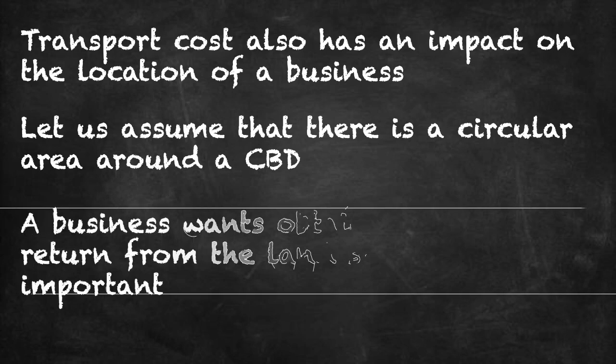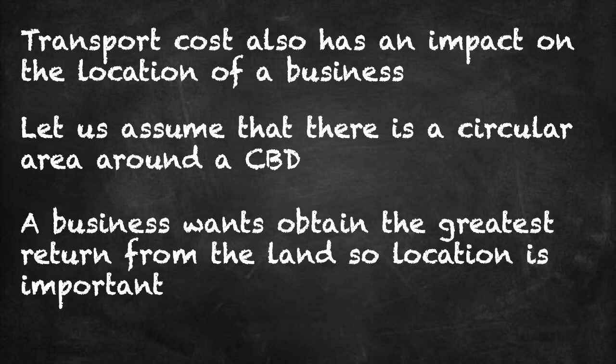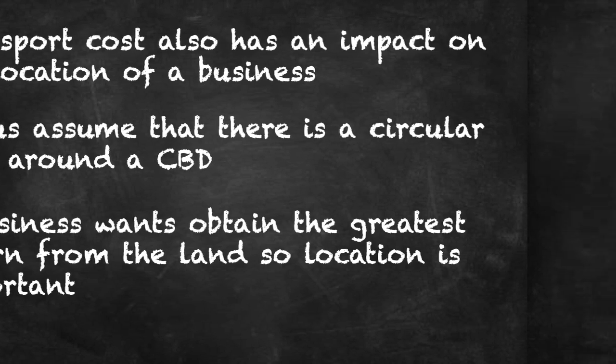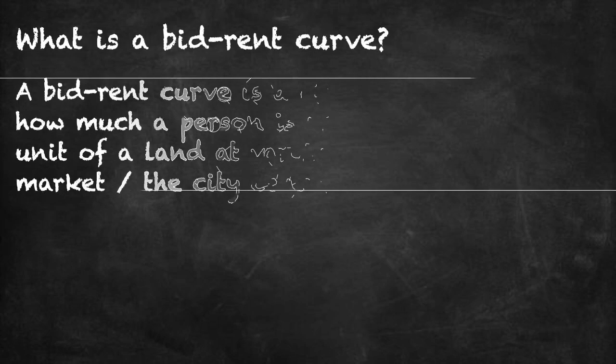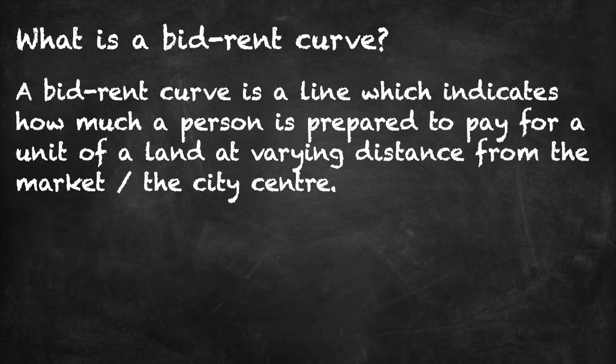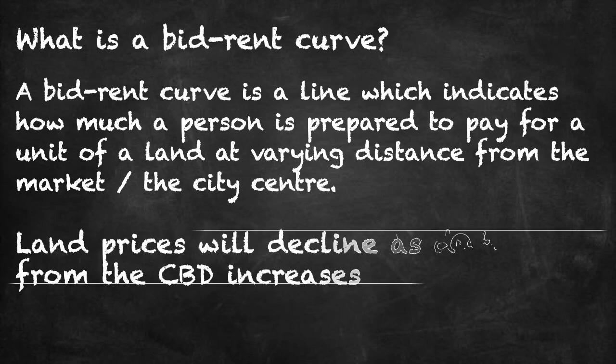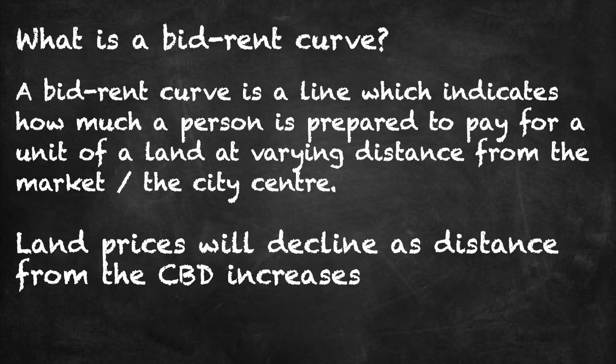We also need to realize that a business wants to obtain the greatest return from the land. So the location of the business is very important because you want to make the most profit in order to purchase or rent that land. And so this brings us to the bid-rent curve. What do we mean by the bid-rent curve? The bid-rent curve is a line which indicates how much a person is prepared to pay for a unit of land at varying distance from the market or from the city center. And as a general rule, land prices will decline as distance from the CBD increases.